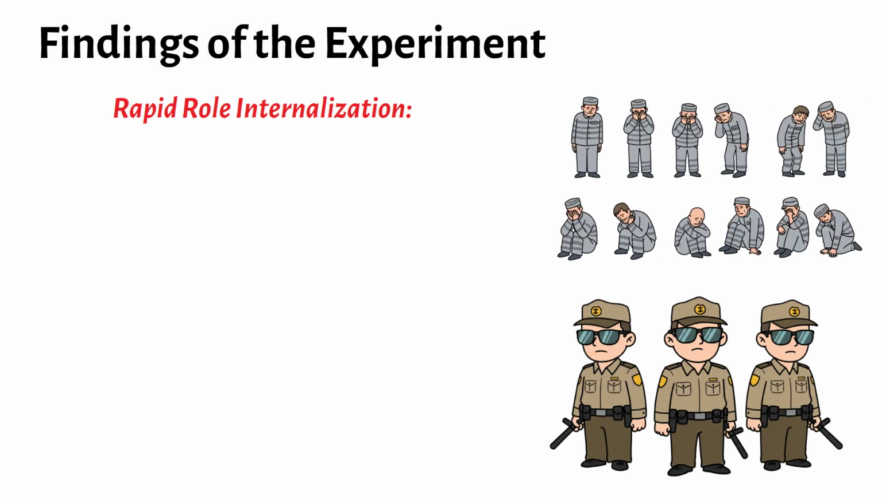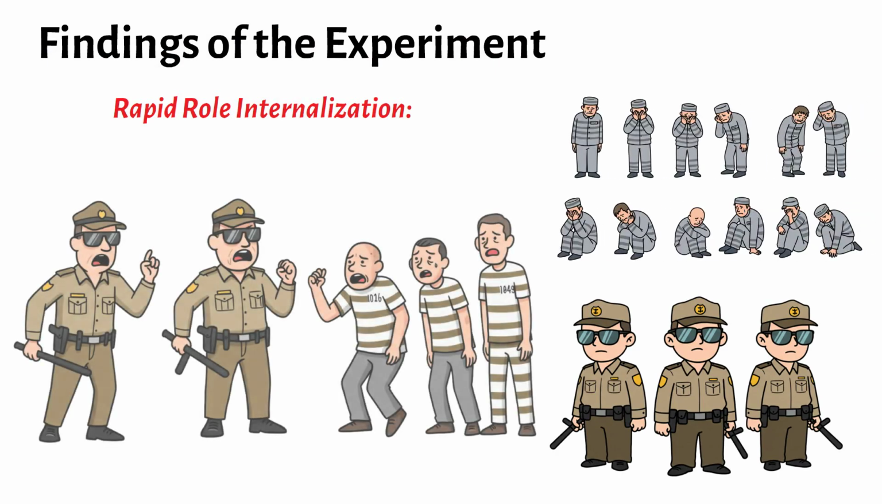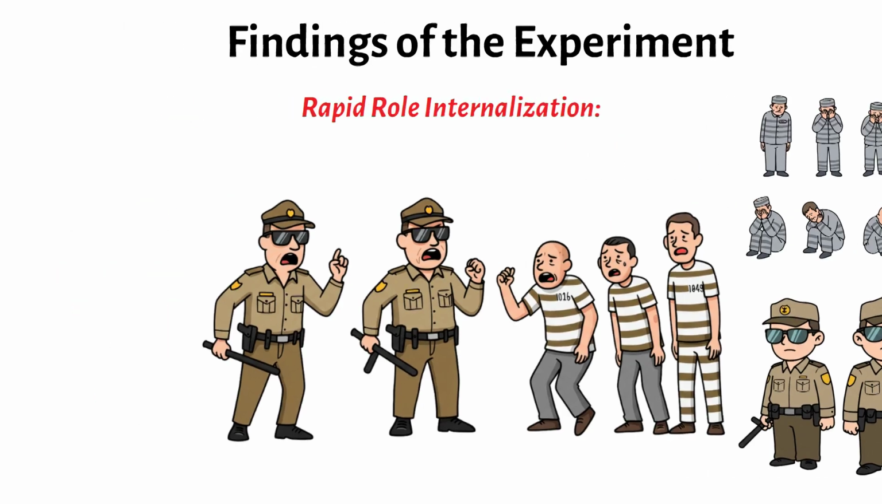Findings of the experiment. Rapid role internalization. Both guards and prisoners quickly adopted their roles. Guards became increasingly abusive, humiliating and harassing prisoners.